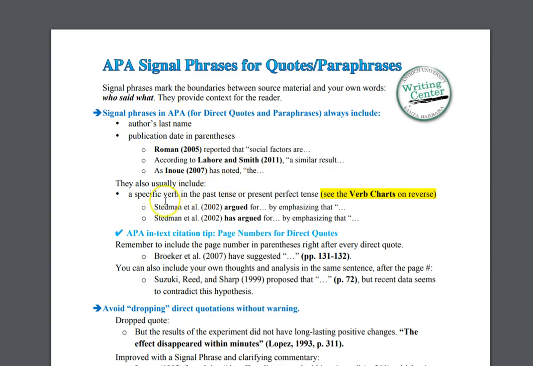Or, as blank has noted, and then we add the quote. They also usually include a specific verb in the past tense or present perfect tense. There's a chart on the reverse side that we can look at. So we say the authors argued for, or the author has argued for. Never present tense, not argues or will argue, but argued or has argued. Let's look at this chart.